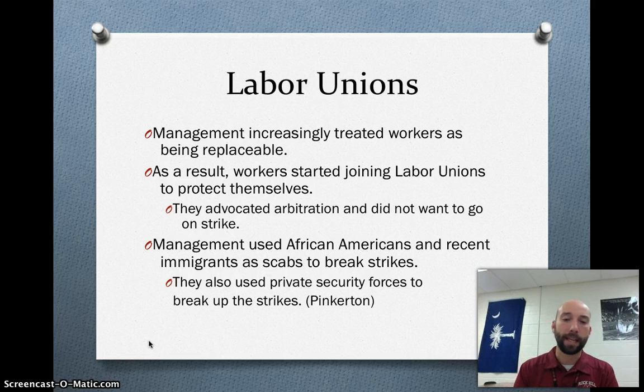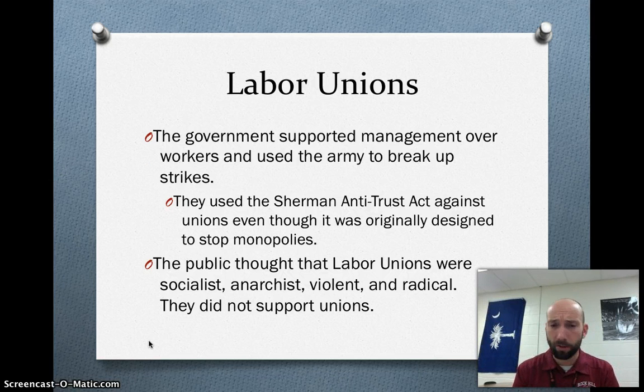A scab is the person that's used to fill the spot when a worker goes on strike. So they really do everything they can to stop labor unions from being effective, and they're very successful at that. The government always supports management over workers, and they use the army to break up the strikes.